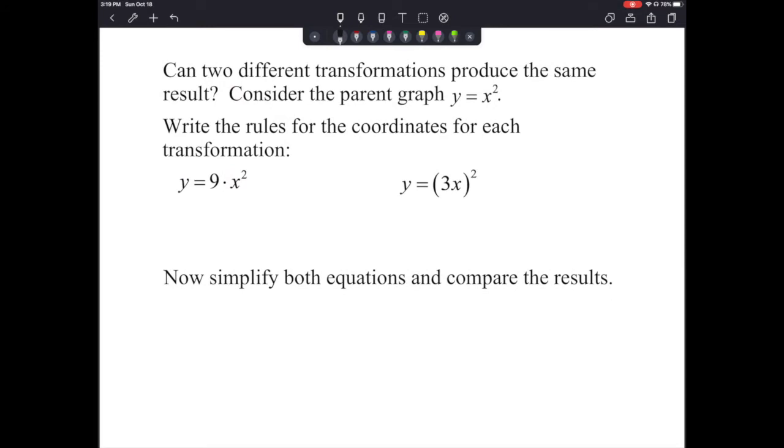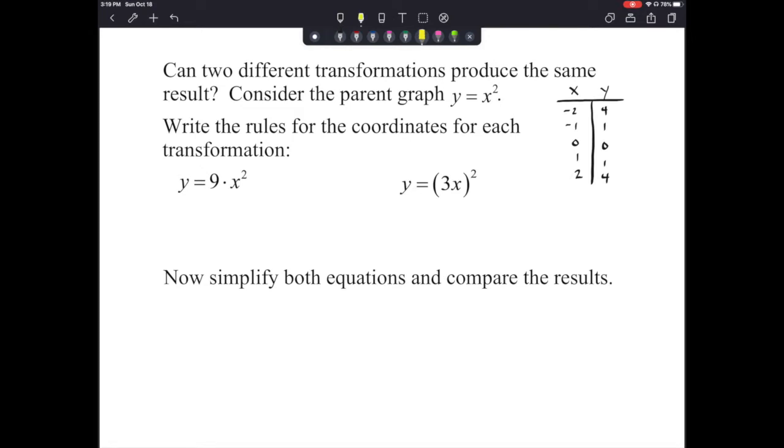Can two different transformations produce the same result? Consider the parent graph y equals x squared. Let's do that real quick first. Let's set up a table for y equals x squared. We usually use -2, -1, 0, 1, and 2 in our parent graph, so we'll put those on the table. We'll square them to get 4, 1, 0, 1, and 4. And now it asks us to write the rules for the coordinates for each transformation.